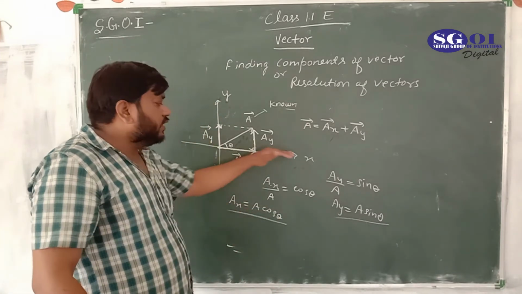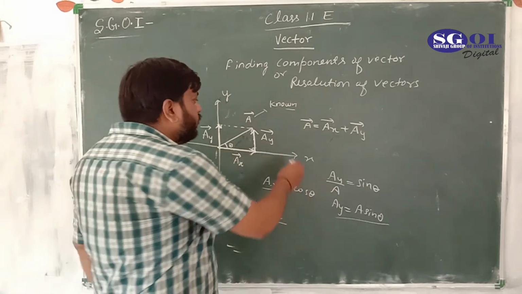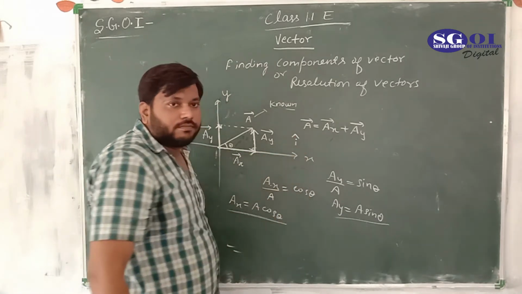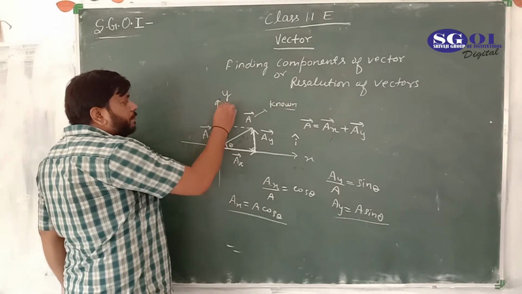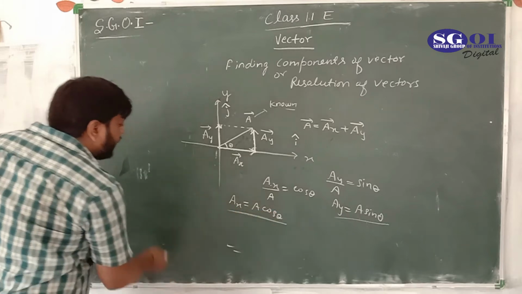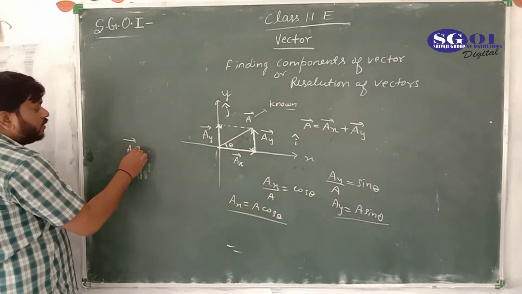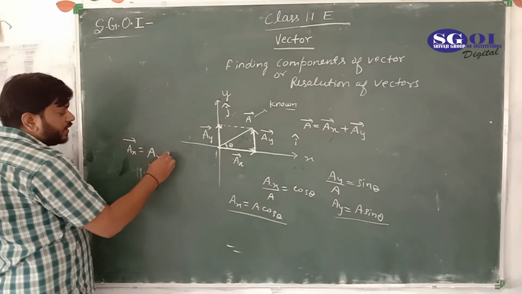And what is the unit vector along the positive x-axis? I have told you already. This is i cap. And for the positive y-axis, it is j cap. So just multiply by i cap. So the AX vector equals the magnitude of AX times i cap.